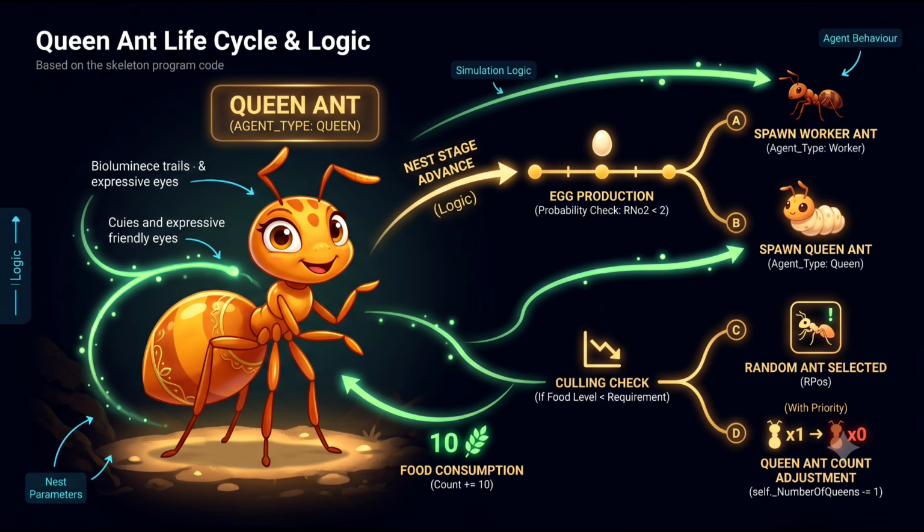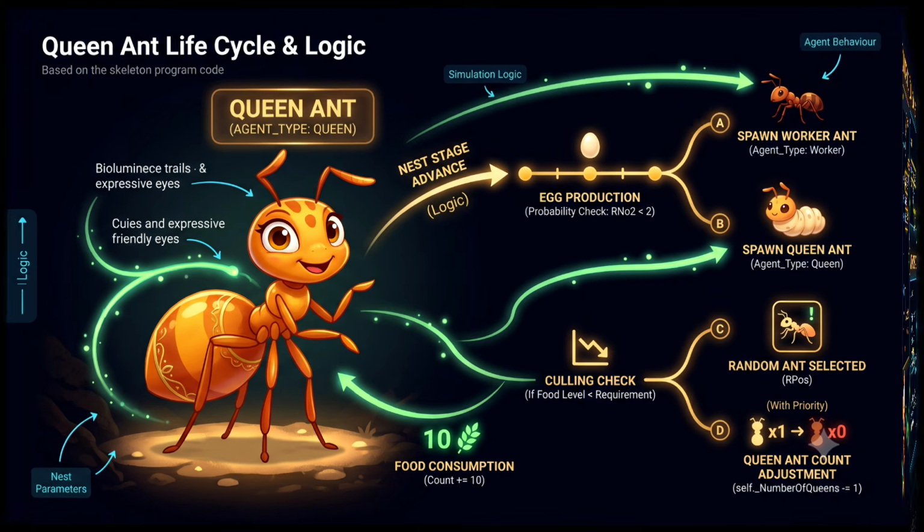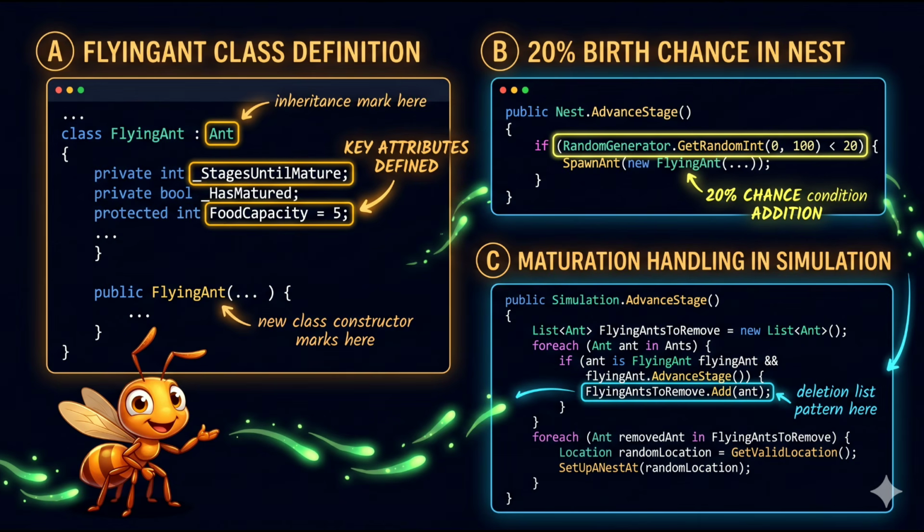You would want to keep the stage counter going so that you can call super first. Then you'd add your new behavior on the top and then decrement the countdown. If it hits 0 or below, then we flip the matured flag. Then our method has matured, which is just going to return the stages. The simulation can then call this to check if the flying ant is ready to fly. You need to make it public so simulation can access it.